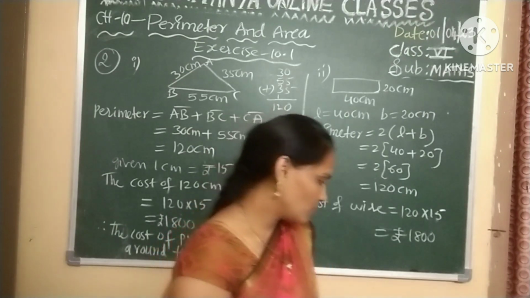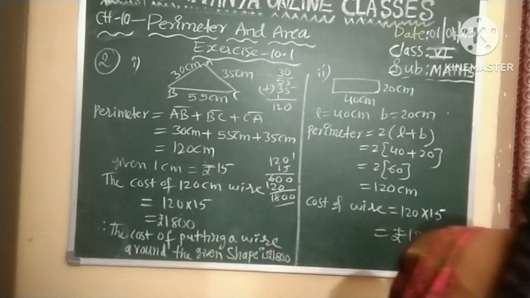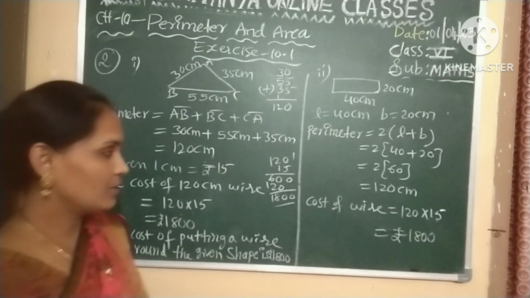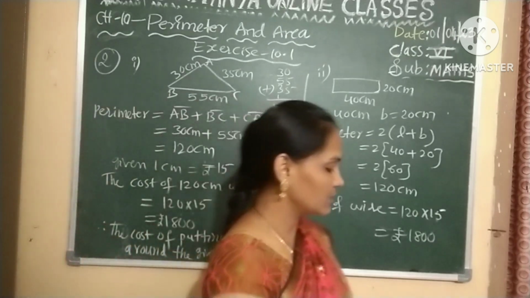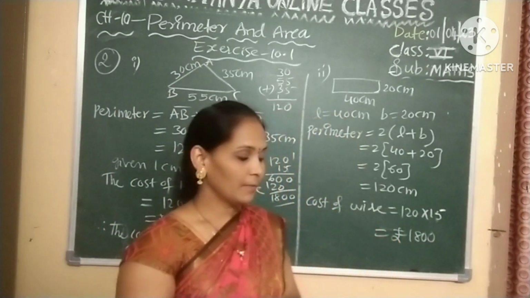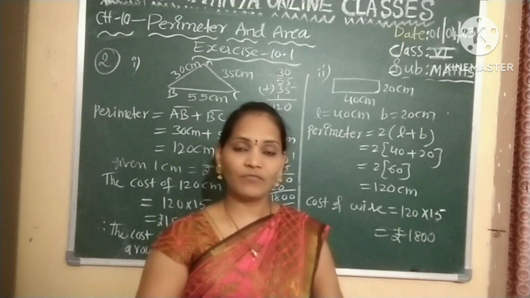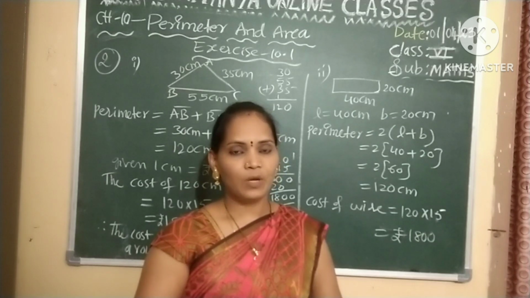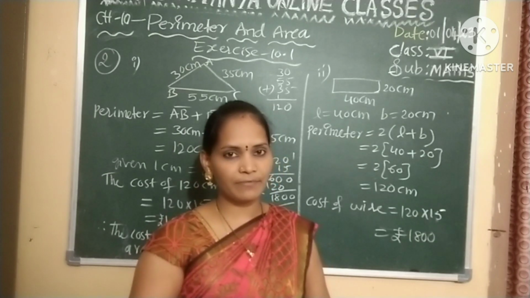Now the next shapes are a square and a pentagon. The perimeter of a square is 4 into side, and the perimeter of a pentagon is 5 into side. Penta means five, a pentagon is a five-sided figure. So 5 into side is the formula we should use.